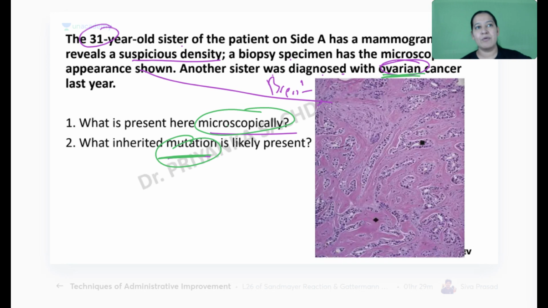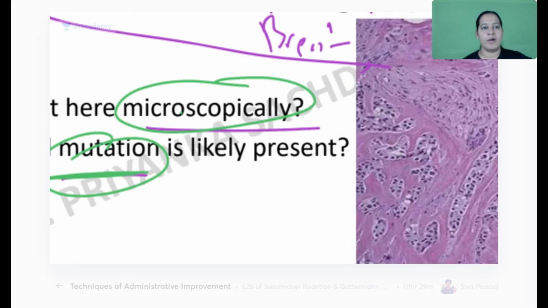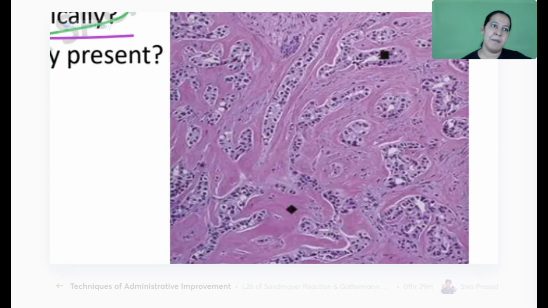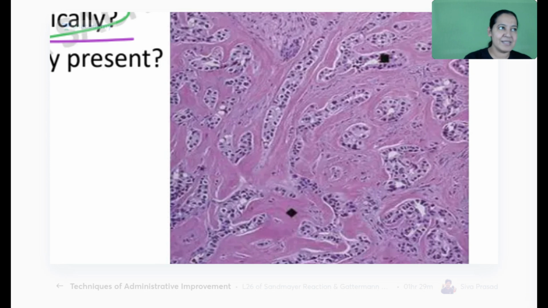So what is the mutation? What is the diagnosis, by the way? Okay. Let me zoom the image and tell you what the diagnosis is here. Can you see, this is the image from the breast mass? Now the mass can be benign, can be malignant. But here the mass is malignant. Why am I confident the mass is malignant?